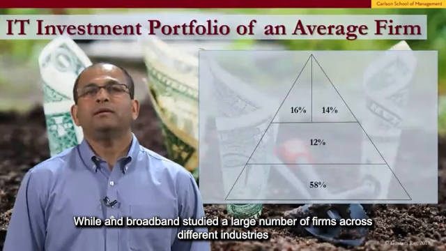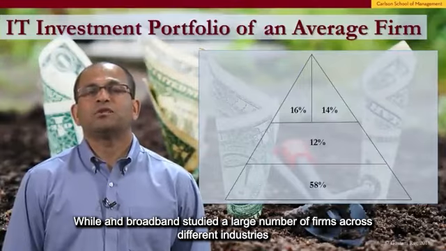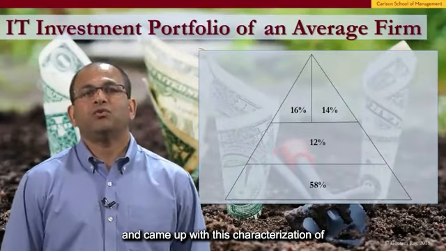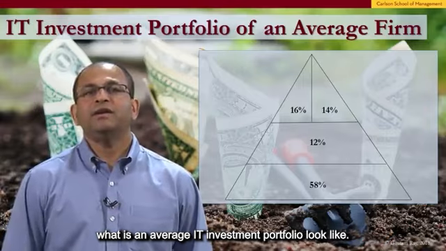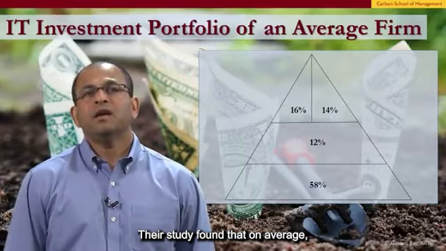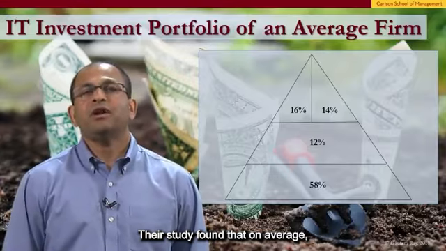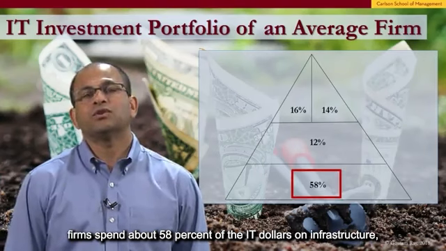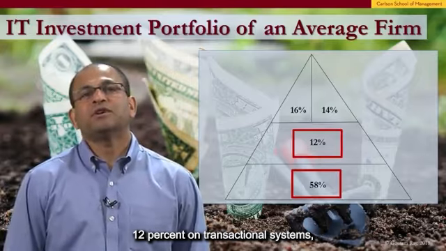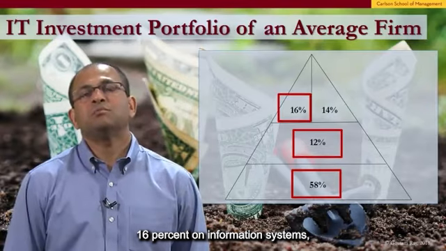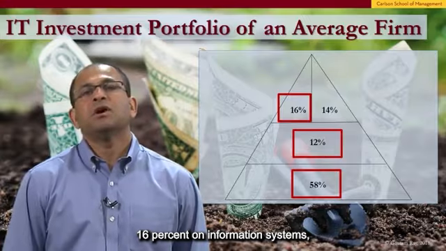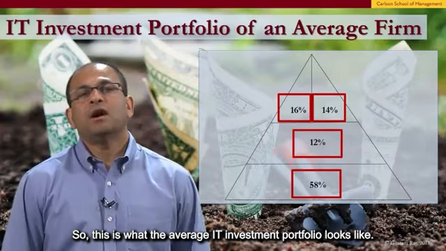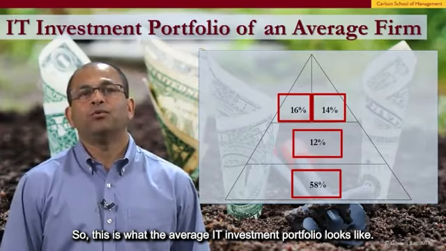Weil and Broadbent studied a large number of firms across different industries and came up with this characterization of what an average IT investment portfolio looks like. Their study found that on average, firms spend about 58% of the IT dollars on infrastructure, 12% on transactional systems, 16% on informational systems, and 14% on strategic systems. So this is what the average IT investment portfolio looks like.